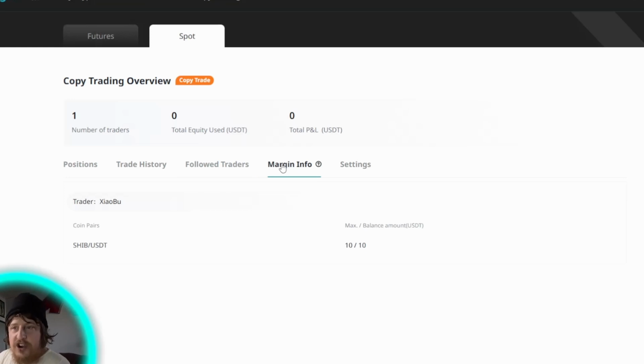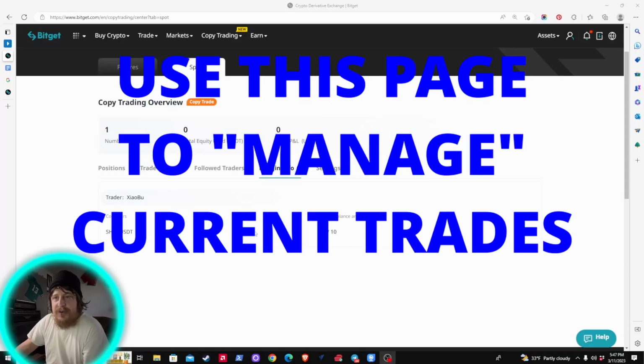I can go over here to margin info to make sure at any time that my maximum amount that I've set to use on a trade is what I want it to be. In this case, it's $10 max, and the max amount of balance I'm willing to use of USDT is also $10. So this is just going to be a super useful page to keep track in real time of any trades that you're part of or any traders that you're following.